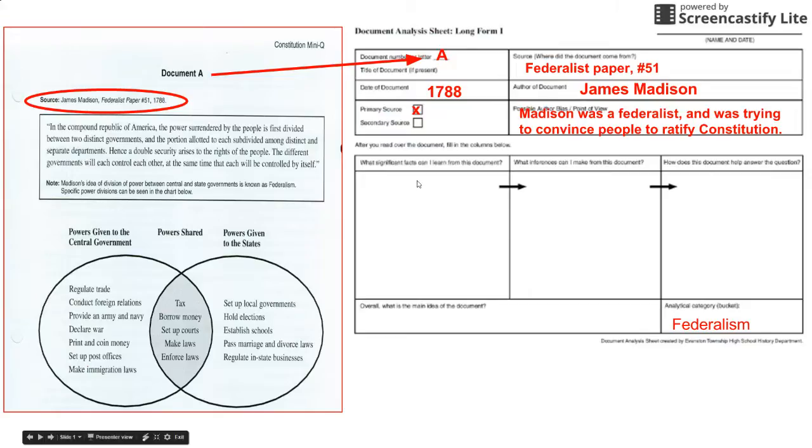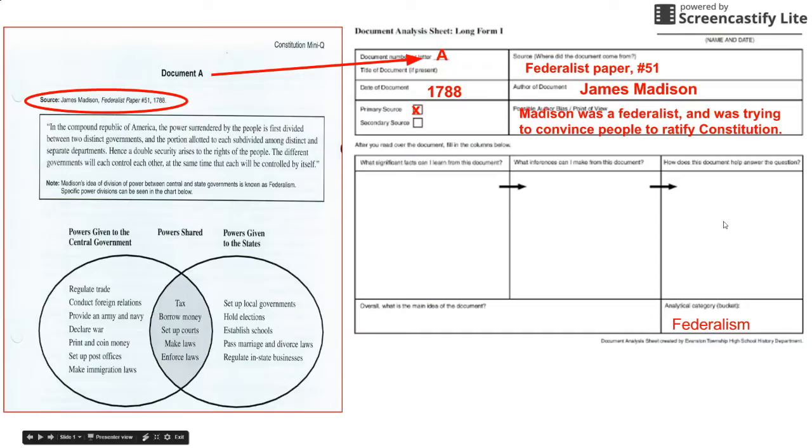All right, so now we're going to look at filling in our chart. So we're going to look at the significant facts that are going to go here, any inferences we can make from those facts here, and then how does this help us to answer that big question, which is how does the Constitution guard against tyranny?